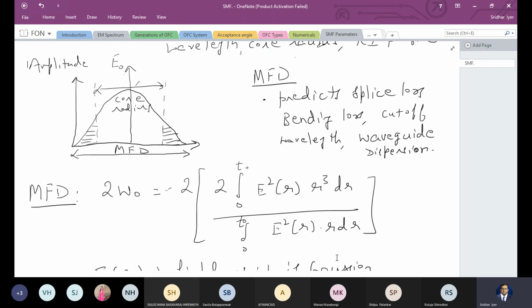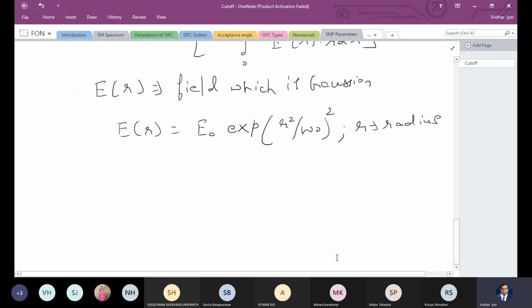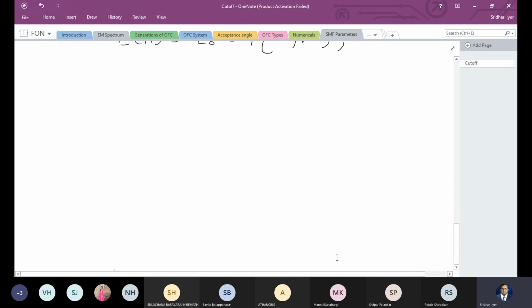There are numericals in Gerd Keiser based on mode field diameter, but they are complicated and we really have not even derived this mathematical expression. So there's no need to do those numericals. This much detail is more than sufficient for the mode field diameter. Okay. So this brings to an end the various parameters that we need to do for single mode fiber. And of course, there are more numericals based on that, and I'll be solving that. The last part of this module deals with fiber materials.